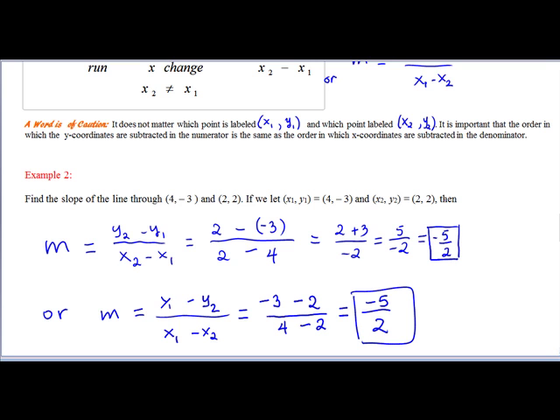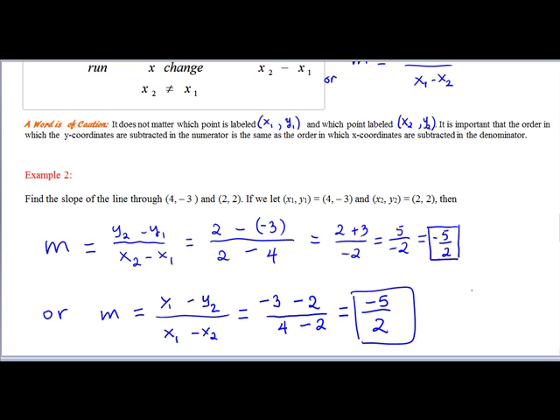Now that means our slope is going down. The slope of the line that passes through these two points is minus 5 over 2, so it's going down. For every vertical change of 5 units downward, there is a horizontal change of 2 units to the right.